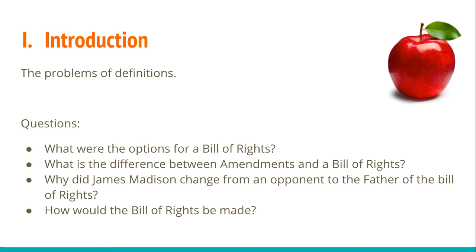What is the difference between amendments and a Bill of Rights? We say the Bill of Rights is the first 10 amendments, but there's 17 other amendments that are not part of the Bill of Rights. So what's the difference? Third, why did James Madison change from an opponent to becoming the father of the Bill of Rights? And then last, how would the Bill of Rights be made? All right, let's jump in.